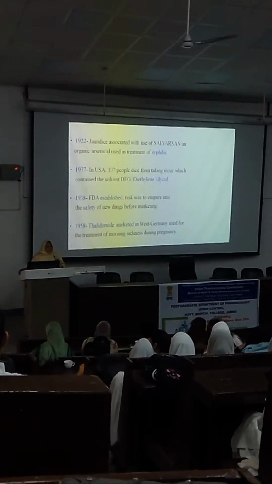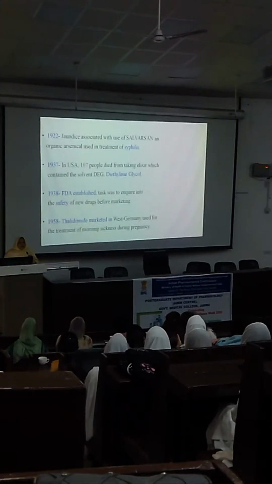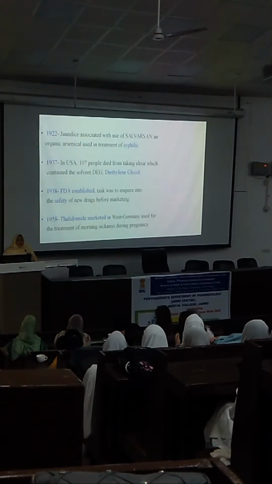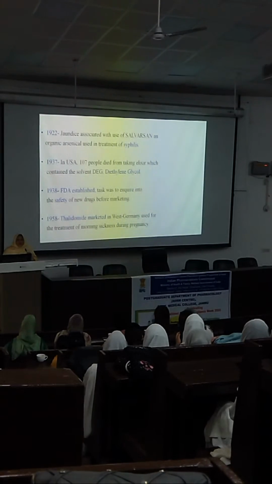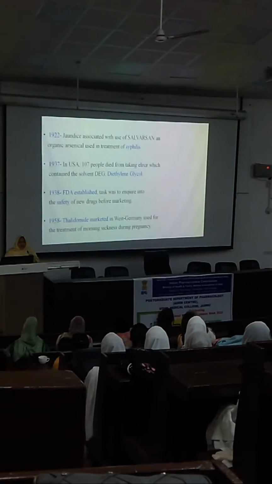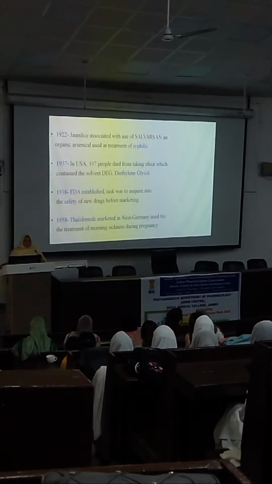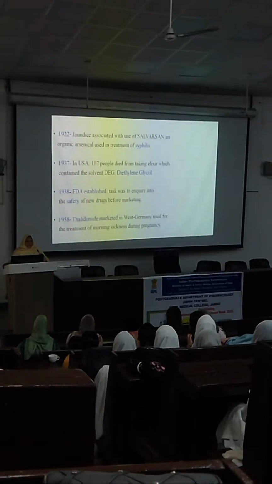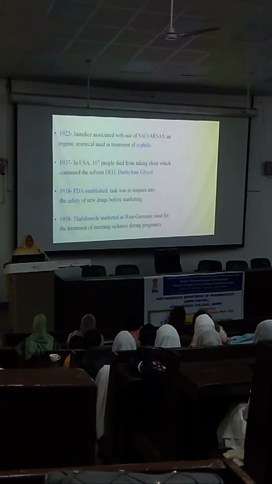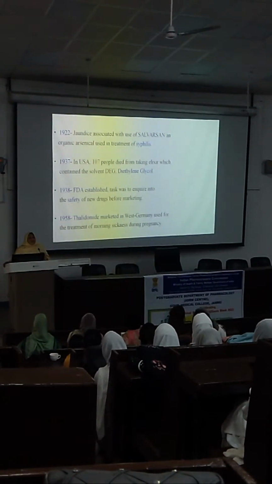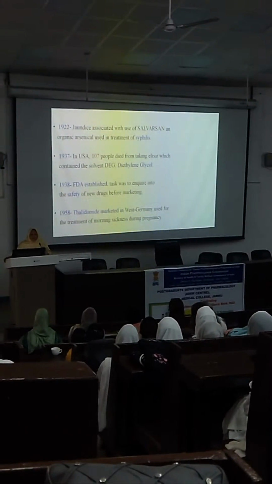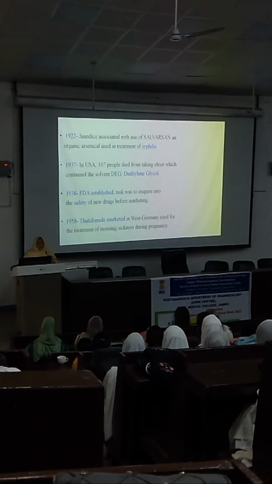Have you heard about syphilis? Syphilis के बारे में कुछ सुना है? Syphilis क्या है? It is a sexually transmitted disease. These syphilis patients in 1922 were treated with the use of salvarsan, which was an arsenical compound. Most of the patients were jaundiced at that time.